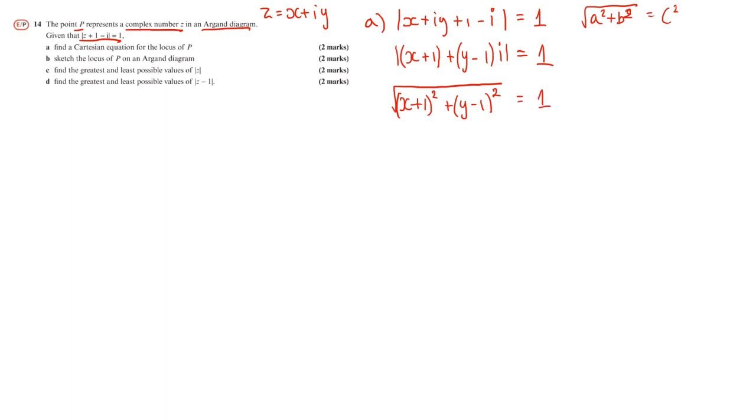Now we can square 1, which is 1 times 1, just 1. So then we get x plus 1 squared plus y minus 1 squared, which is equal to 1. Now that'll be our Cartesian equation, I think. You can see that that's an equation of a circle. So yeah, that proves that this equation is the equation of a circle. Alright, so part B.